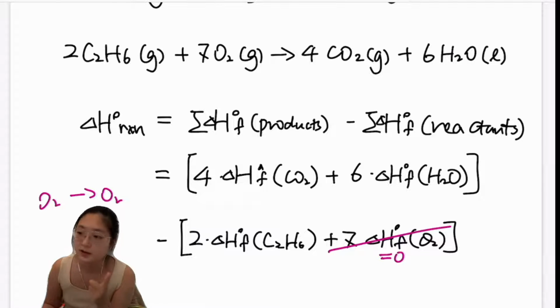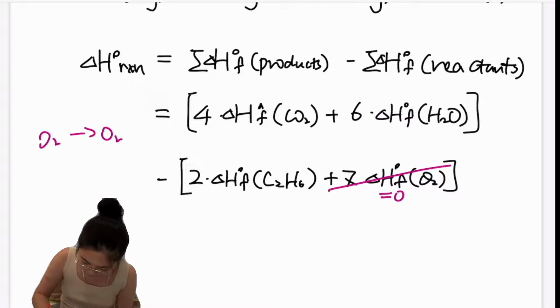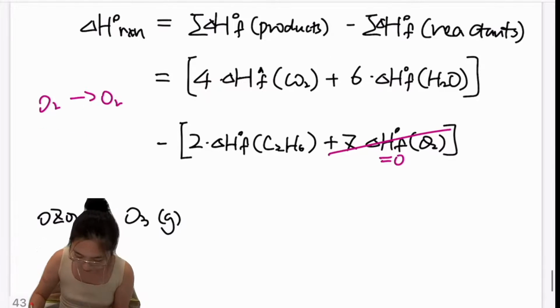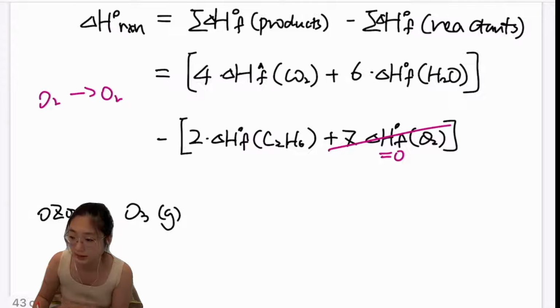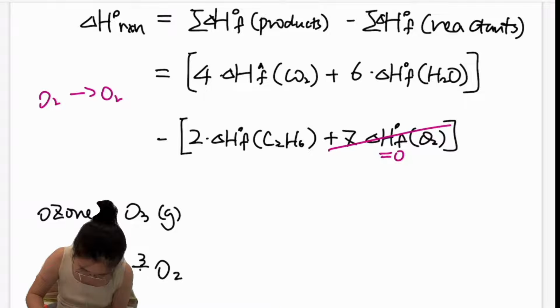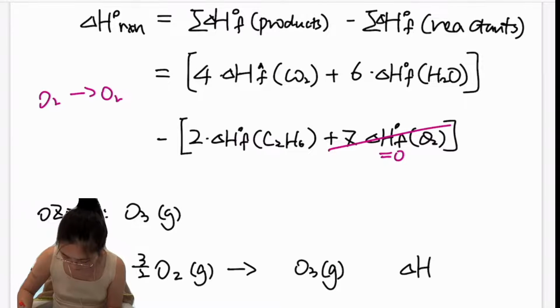But for example, the enthalpy change of formation for ozone is not 0, because ozone is not the most abundant form of oxygen. So for ozone, O3, even though it's a pure element and consists of only one type of element, you will still have to write its formation equation. So it's like 3/2 moles of oxygen gas forms 1 mole of ozone. So for this reaction, the enthalpy change of formation is not going to be equal to 0.